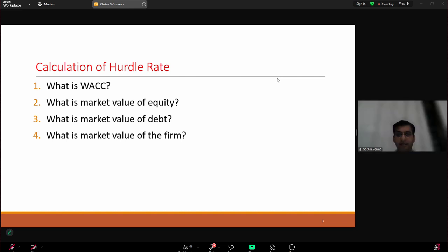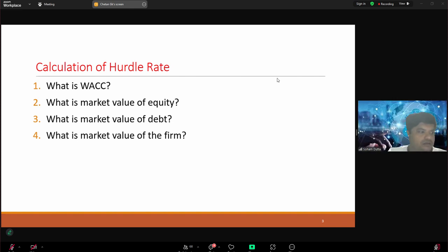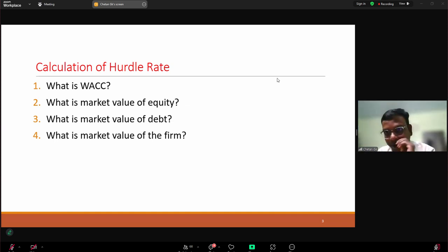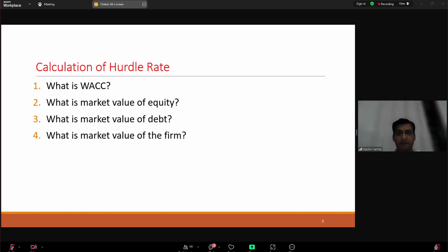Shares multiplied by the current market value. Sum of all the parameters: share capital plus debentures plus term loans. All the parameters we have added. That is actually going to be the market value of the firm. Very good.